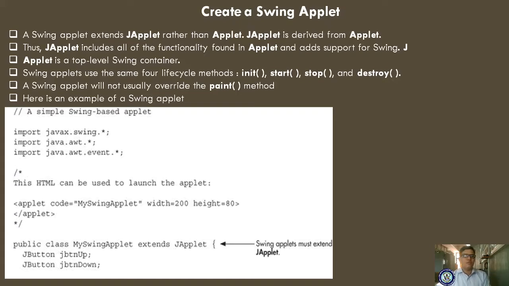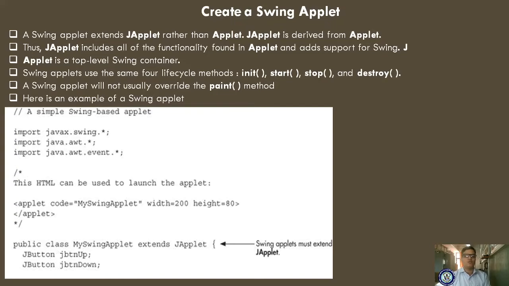Okay, JApplet is a top-level swing container. Swing applets use the same four life cycle methods. Even if you are using swing applets, they use the same four life cycle methods. One is the init method, where you initialize whatever variables or objects; the start method to start the applet; the stop method to temporarily stop your running applet; and destroy to permanently stop the execution of your applet.